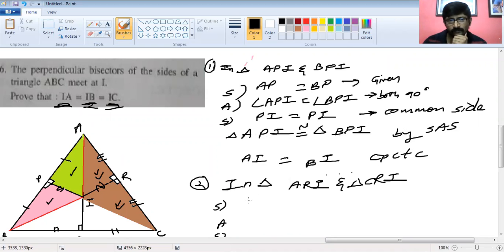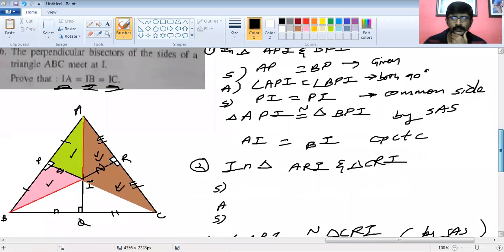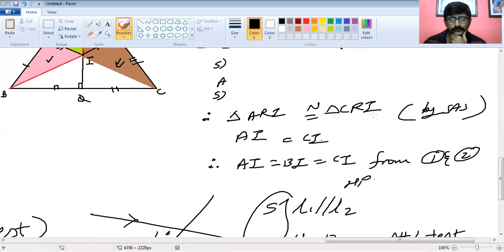Please complete this remaining part for ARI and CRI. I've given that same thing. AR is equal to CR, angle R equal to angle R, both 90 degrees. RI is equal to RI because common side. Therefore, triangle ARI is congruent to triangle CRI by SAS test, and AI is equal to CI by CPCTC. So from 1 and 2, AI is equal to BI is equal to CI. Hence proved. I hope you understood till here. Let's move to the next question.